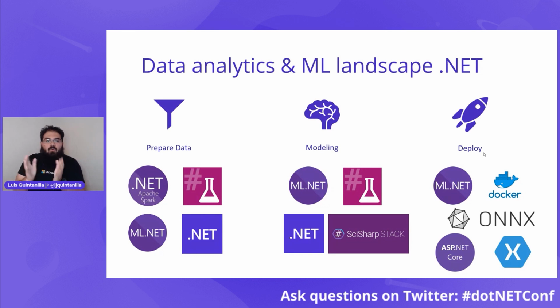So what exactly does the data analytics and machine learning landscape look like in .NET? Well, again, if we go back to those prepare, data modeling, and deployment steps within that workflow, you can see that we can use tools like .NET for Apache Spark, which is a library with .NET bindings for working with Apache Spark.